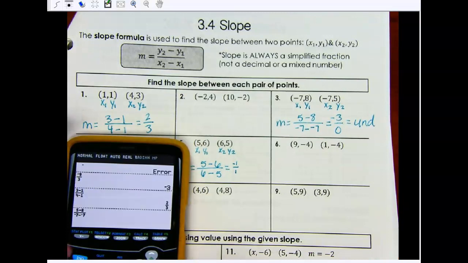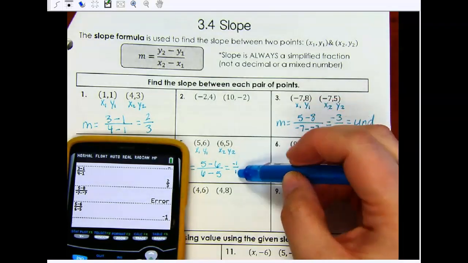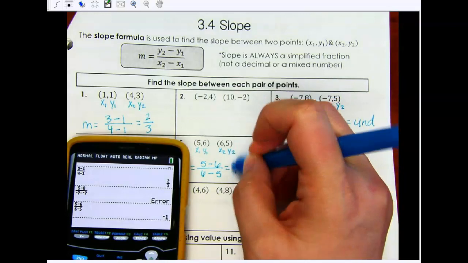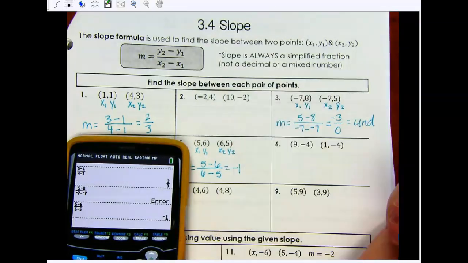If you do this, whoops, I hit the wrong button. I hit second instead of alpha. If you do this in your calculator, 5 minus 6 over 6 minus 5, you're going to automatically get the answer, which is negative 1, because negative 1 divided by 1 is negative 1. So if you just do it in your calculator, that'll save you that simplification step. And that's it. That's the answer.